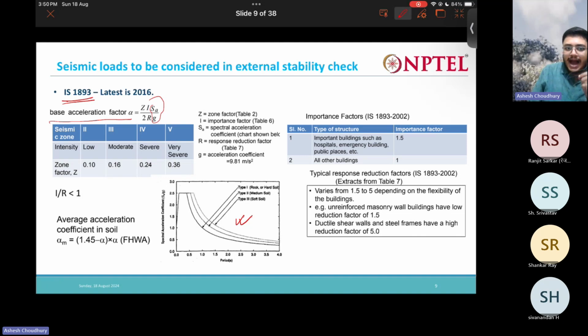And I is nothing but the importance factor. The typical importance factors that we have to consider are also given here. So we calculate the alpha value. After we calculate alpha, we convert it to alpha m using the FHWA formulation. So alpha m is nothing but 1.45 minus alpha times alpha, and this alpha m we use in our design of reinforced earth walls. We will see that in the upcoming slide.